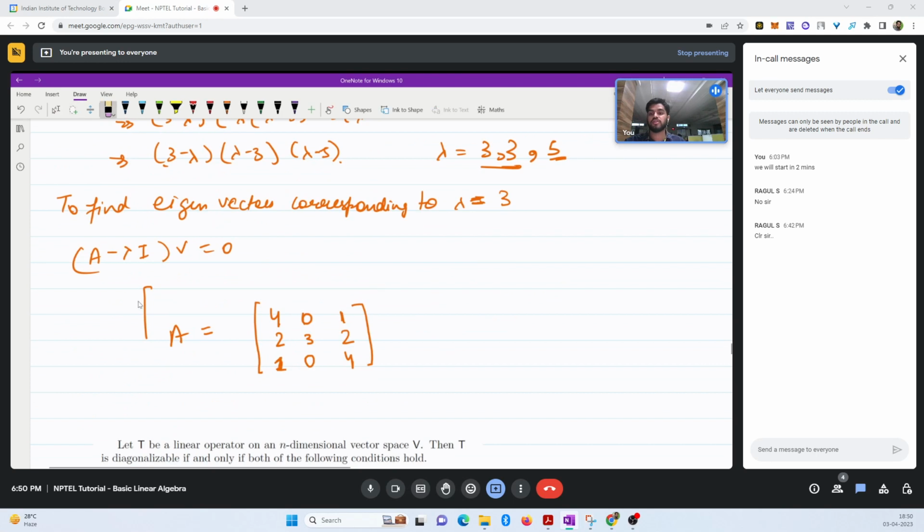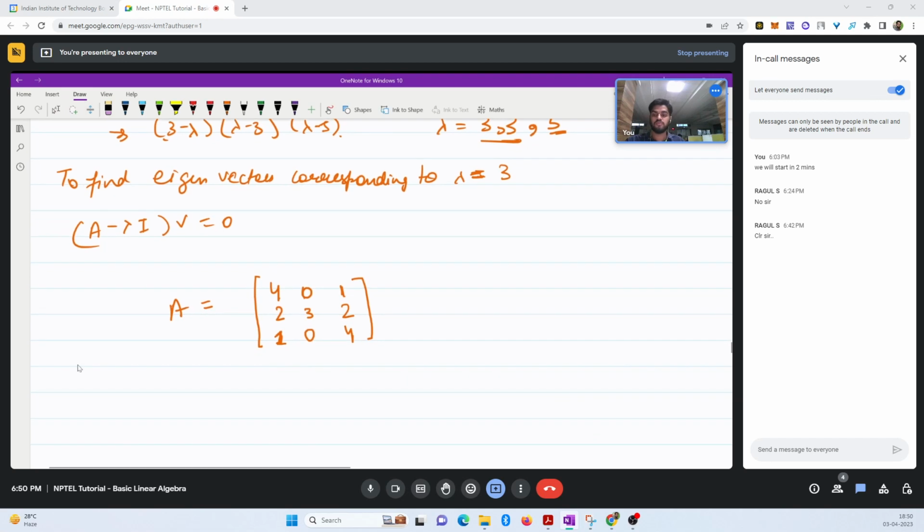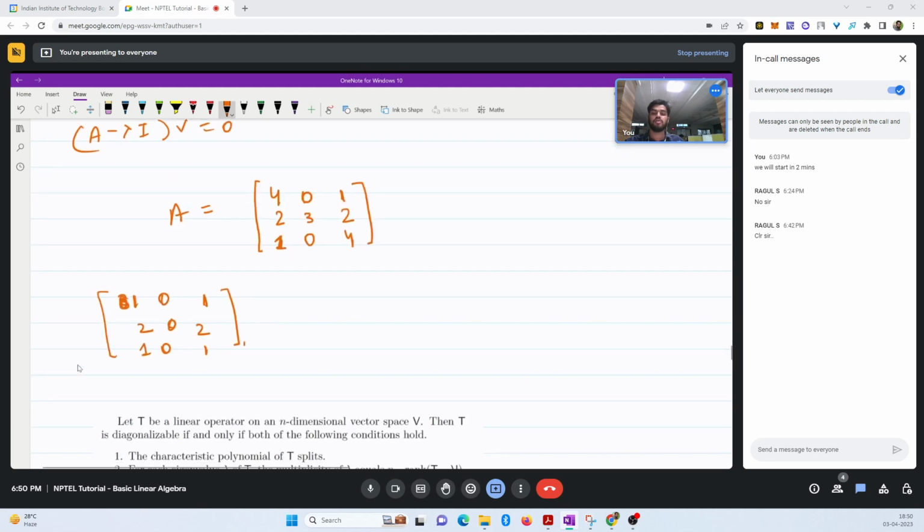Yeah, so your A matrix is given out to be something like this. So A minus 3I would look something like 1 0 1, 2 0 2, and this would be 1 0 1. Okay, first let me write. So we want this times v1 v2 v3 going to 0.